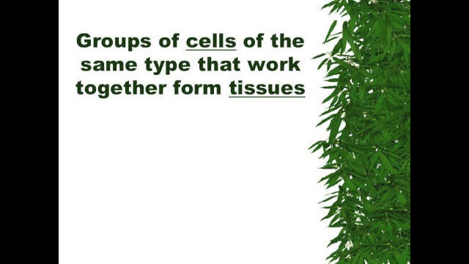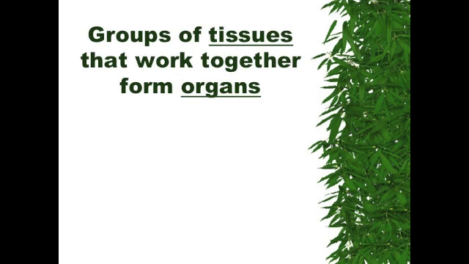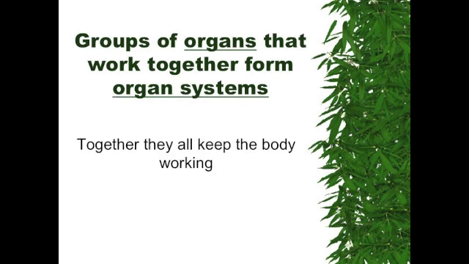Groups of cells of the same type that work together form tissues. For example, skin cells. Groups of tissues that work together form organs. For example, your liver, your heart, and your lungs. Groups of organs that work together form organ systems. Together, they all keep the body working properly.